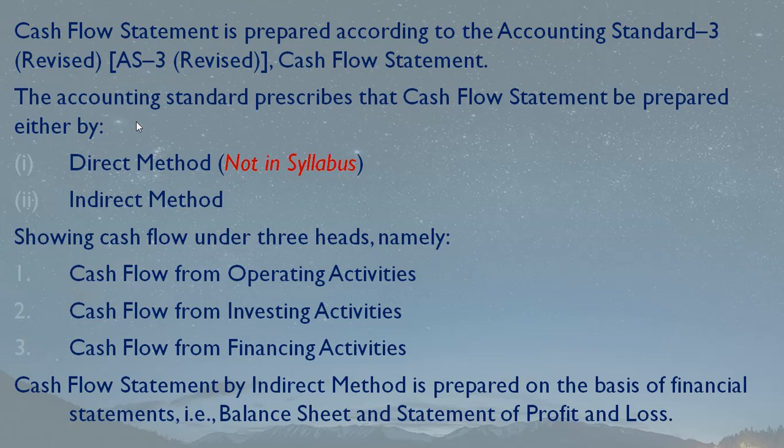The cash flows will be classified under three main heads: number one, cash flow from operating activities; number two, cash flow from investing activities; and number three, cash flow from financing activities. This is because the activities of an organization or enterprise are classified into these three categories. We will discuss this after some time. The cash flow statement by the indirect method is prepared on the basis of financial statements, that is, the balance sheet and the statement of profit and loss.